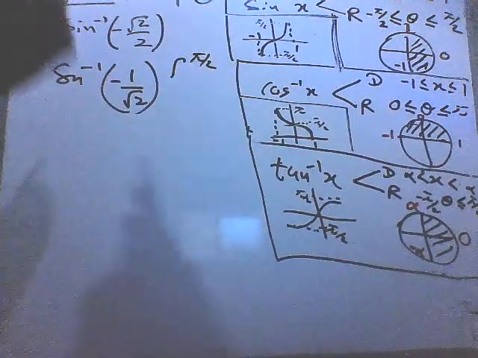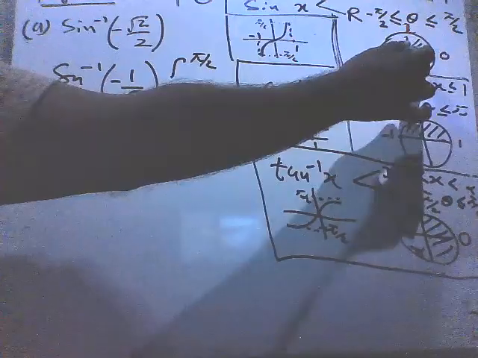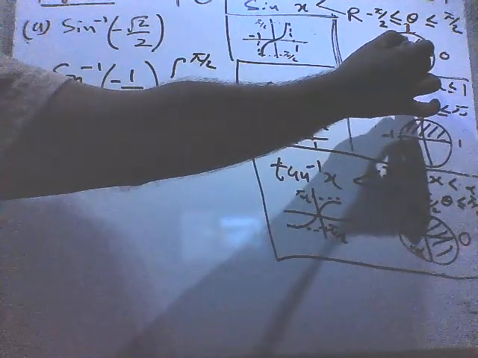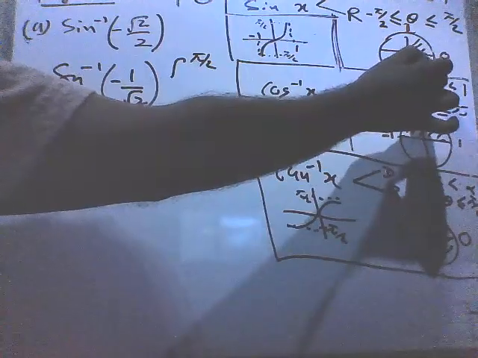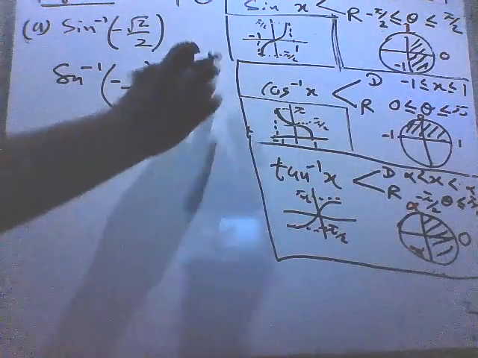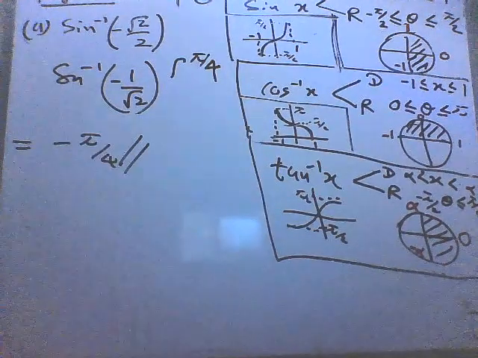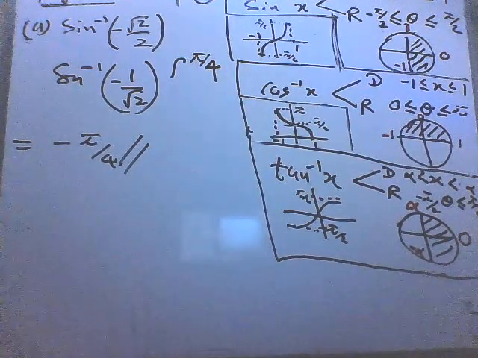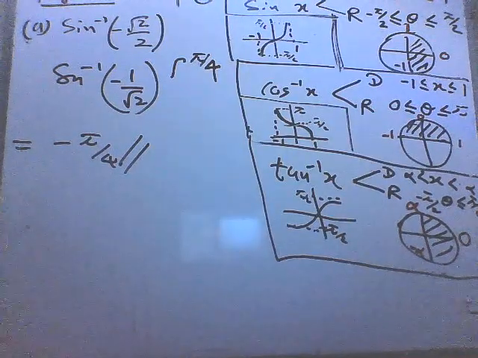Now the trouble is we have to get a minus sign. So to get minus 1 over root 2, we have to choose the angle in the proper range. So the answer is minus pi over 4.